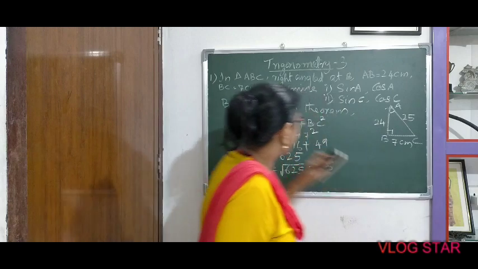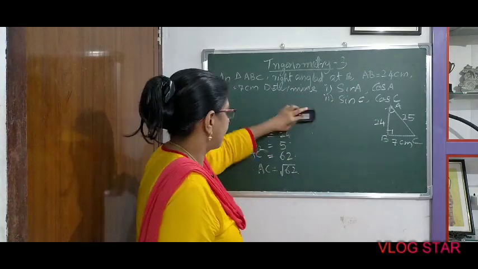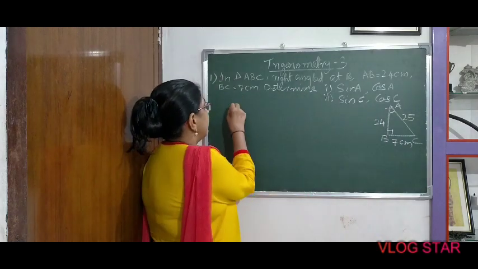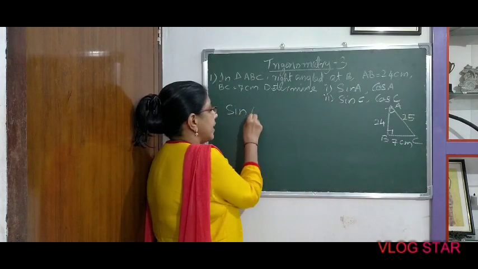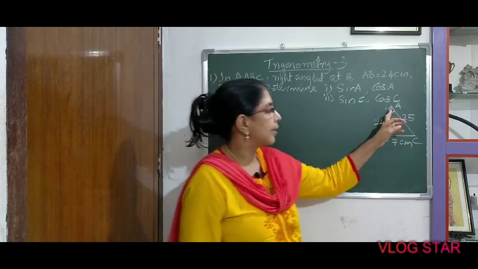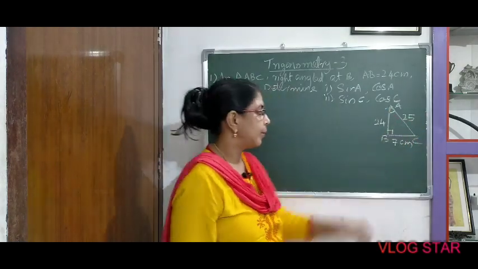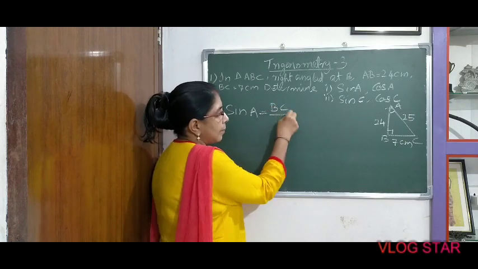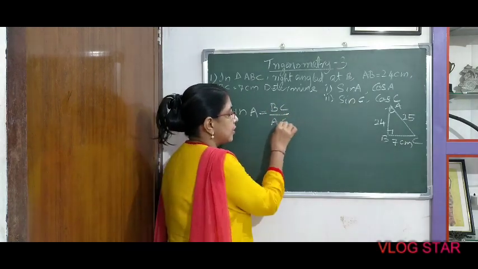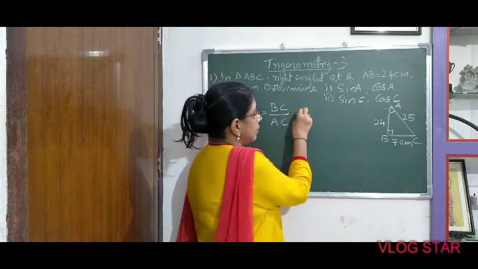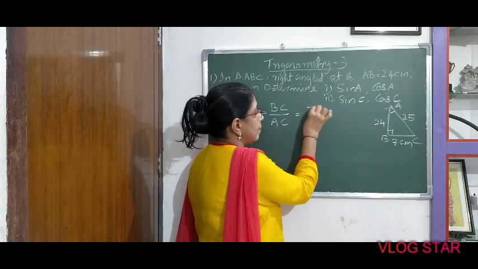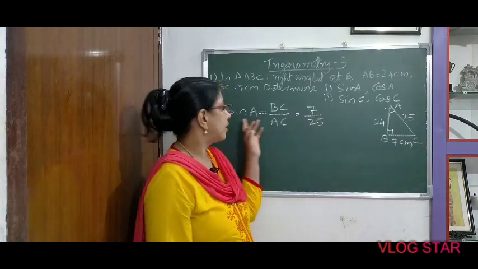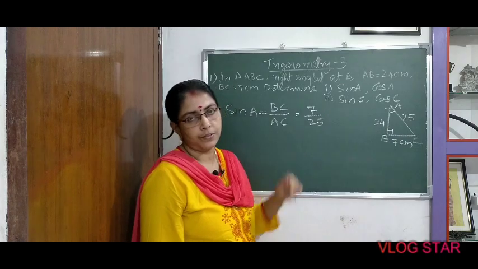Okay. Now let's start finding sin A and cos A. We know that sin A, that is sine of this acute angle, is opposite side upon hypotenuse. That is, here opposite side is BC upon AC, the hypotenuse. Therefore, this is equal to 7 upon 25. Therefore, sin A, we find that value is 7 upon 25.